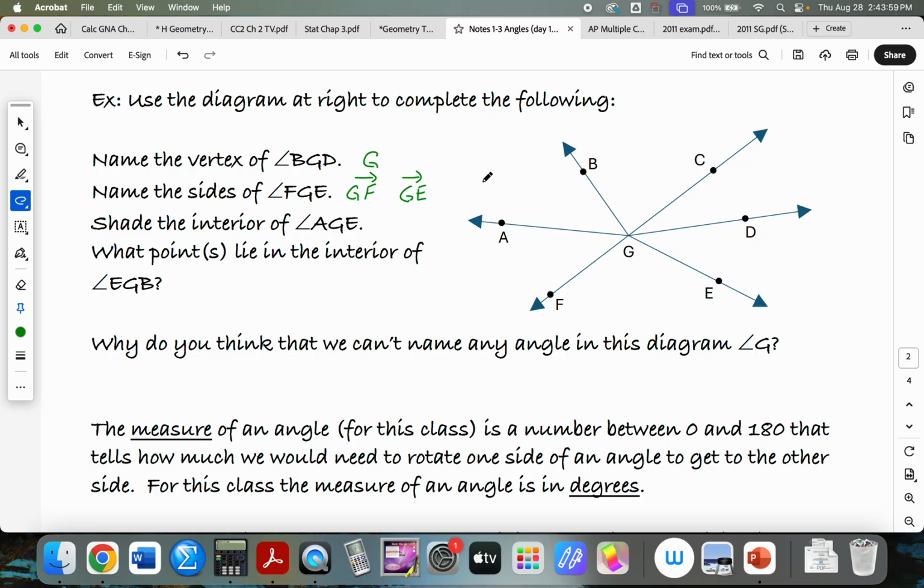All right, shade the interior of AGE. The interior of AGE would be all of this. Everything in here is in the interior of AGE. All right, what point or points lie in the interior of EGB? Let's see if we can get some other people involved. Yes. C and D. Yes, absolutely. C and D.